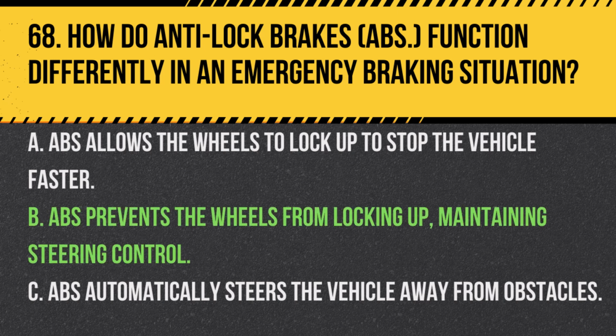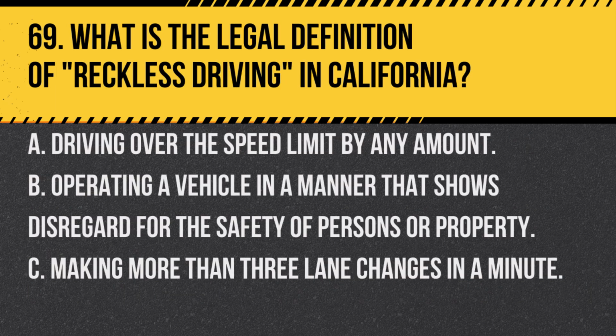Answer B. ABS prevents the wheels from locking up, maintaining steering control. This system helps drivers maintain control during sudden stops by modulating brake pressure. Question 69. What is the legal definition of reckless driving in California? A. Driving over the speed limit by any amount. B. Operating a vehicle in a manner that shows disregard for the safety of persons or property. C. Making more than 3 lane changes in a minute.